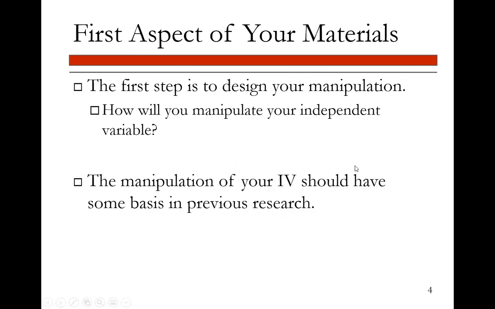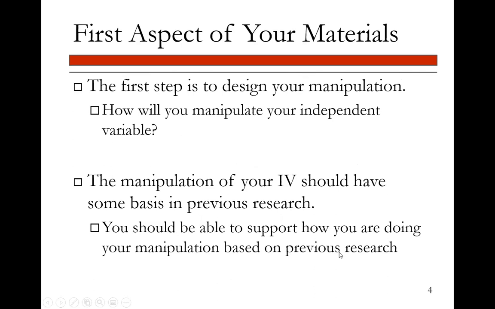This manipulation of your independent variable should have some basis in previous research. The idea here is that you should be able to go back to some previous research that you've identified and support why this is a good manipulation. Why does this manipulation do what you intend it to do? And where's the foundation for what you base this manipulation on?